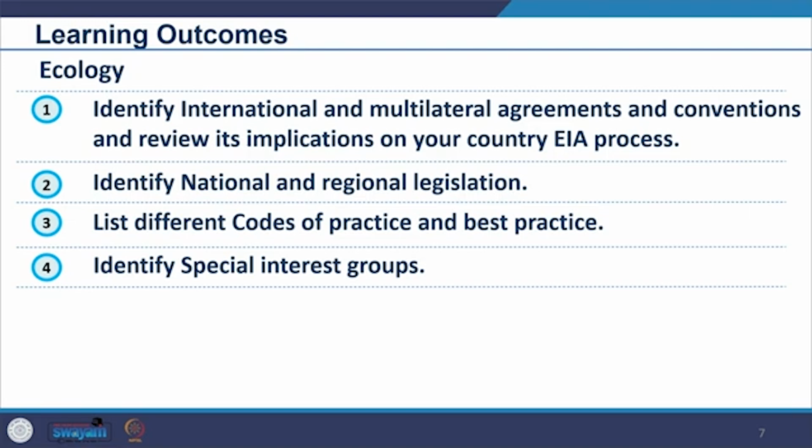Further, you should be able to identify national and regional legislation, and list different codes of practice and best practices. You should know which one to refer to when you are dealing with a certain domain. And then you should also be able to identify special interest groups, so that you can review them and they could be part of your EIA process.